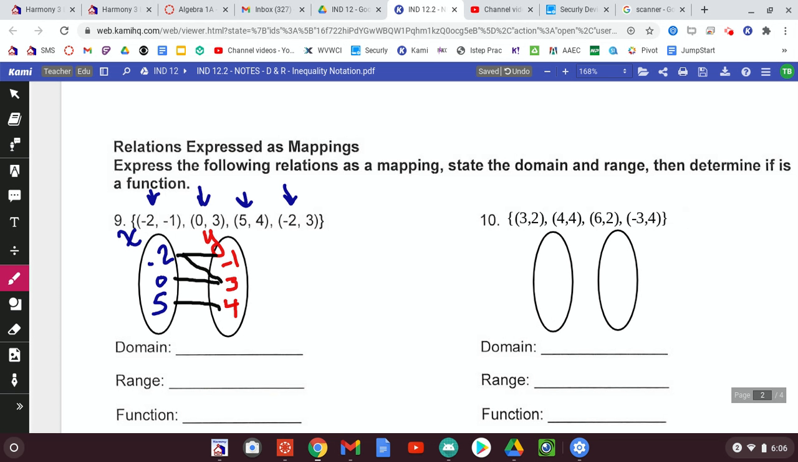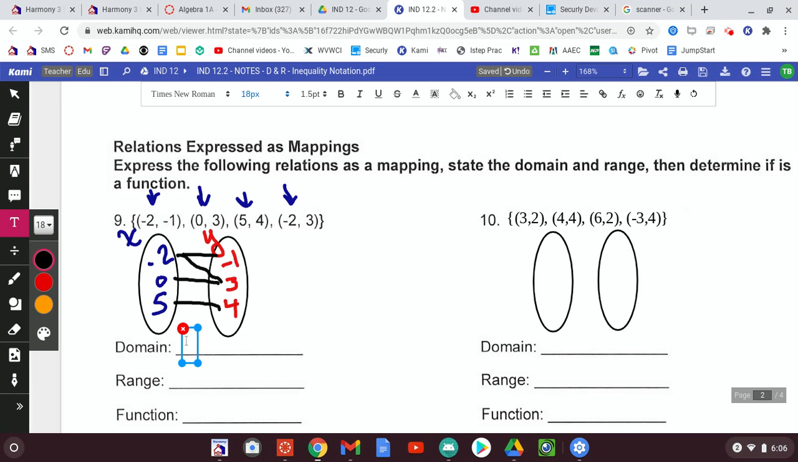And then I state my domain. Well, this is your domain. You've already mapped it out. It's already right there. So all you have to do is get a text box, and your domain is, right, negative 2, 0, 5. You already found it, okay? Your range is what's in your range bubble, okay? So your range is negative 1, 3, and 4. That's our range.